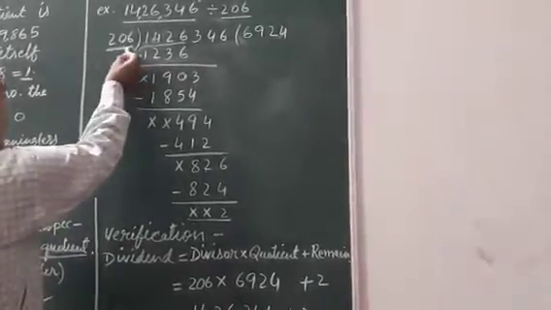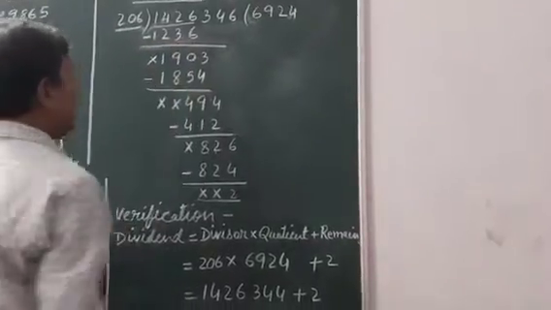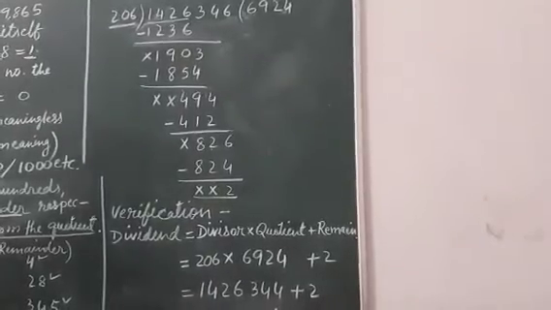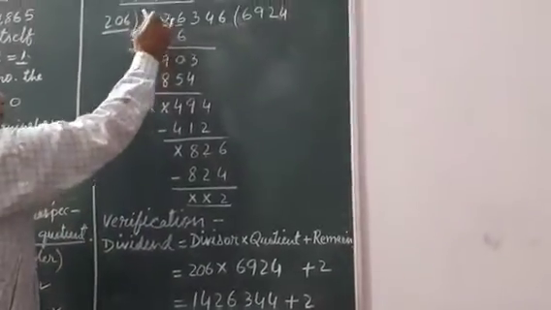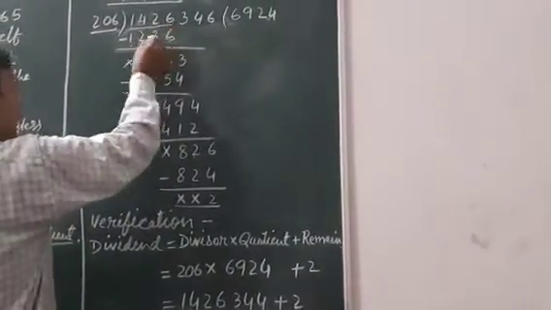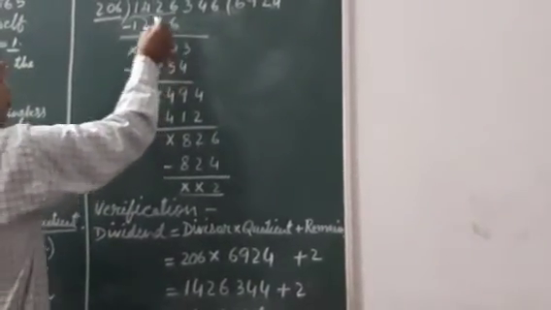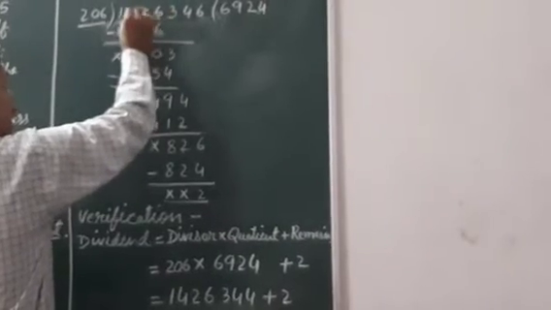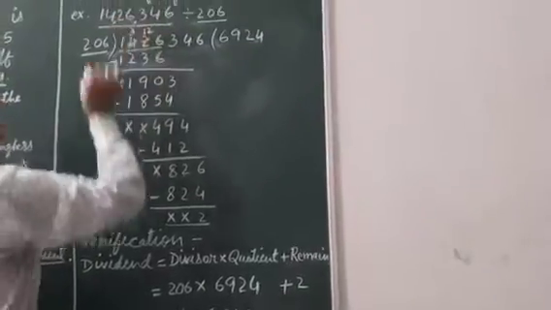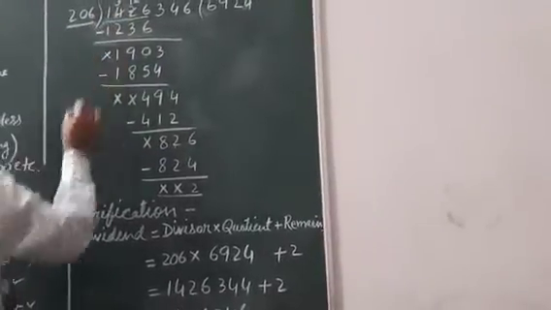If we multiply 206 by 6, we get the number 1236, which is just smaller than 1426. This number will be written below this number in a column, and we will subtract this number from 1426. 6 minus 6 will give you 0. 3 we cannot subtract from 2, so 1 we will borrow from 4. The new number will be 12, and here will be 3. 12 minus 3 will give you 9. 3 minus 2 will give you 1. 1 minus 1 will be nothing.